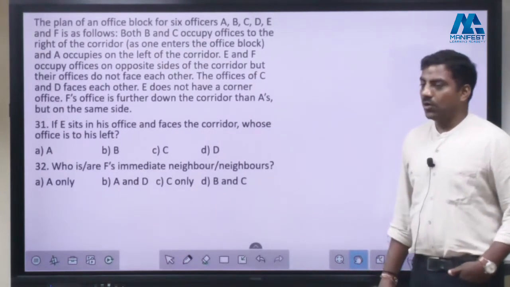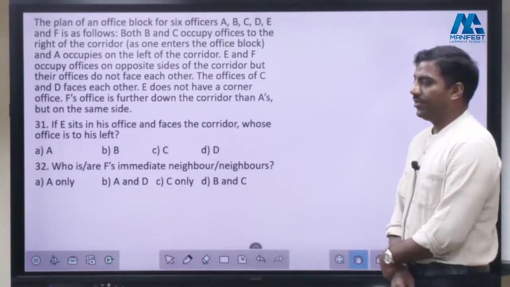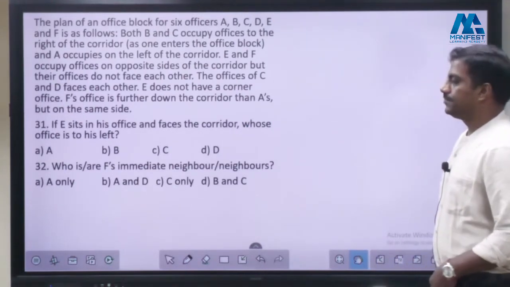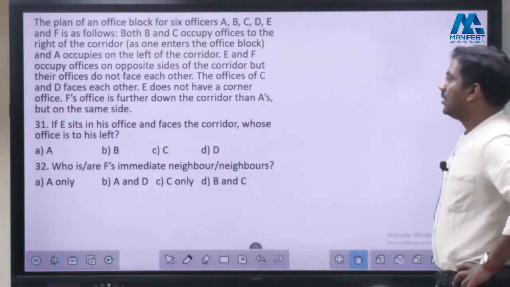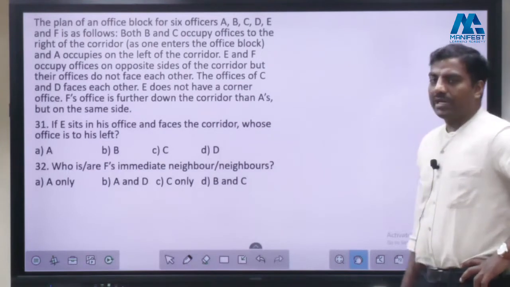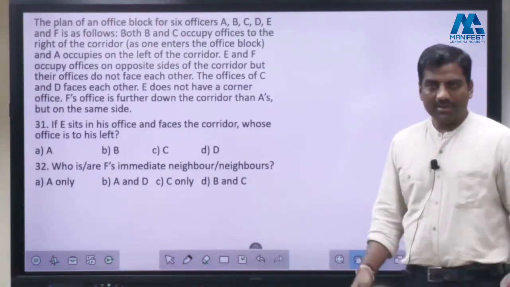The plan of office block for 6 officers, A, B, C, D, E, and F, is as follows. Both B and C occupy offices to the right of the corridor. What do you mean by corridor? A common space where we walk, right?